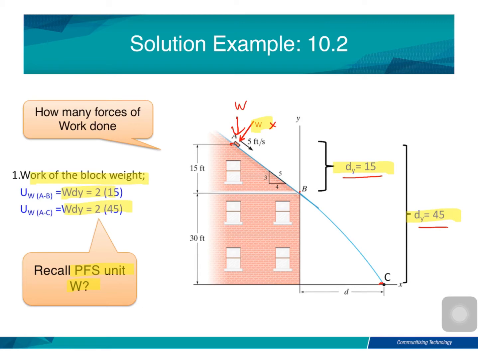So you can have the work done. A to B is W dy. So the weight is 2. So why is the weight only 2 here? Because this problem is in the FPS system. So in the FPS system, W is the base unit. So you can just use this one: 2 times 15. And then the second work done at point A to C is equal to 2 times 45.